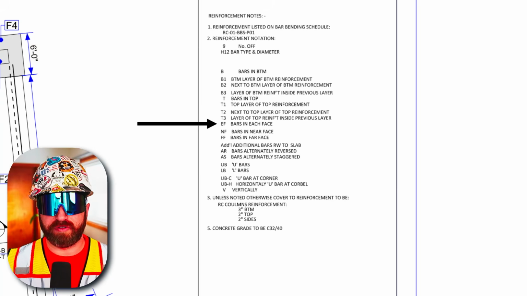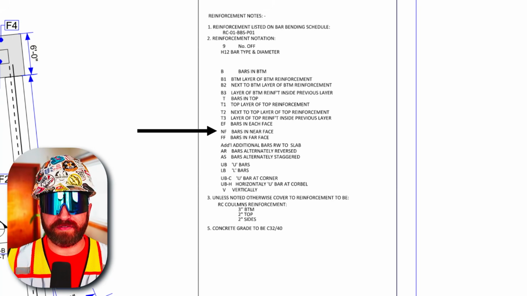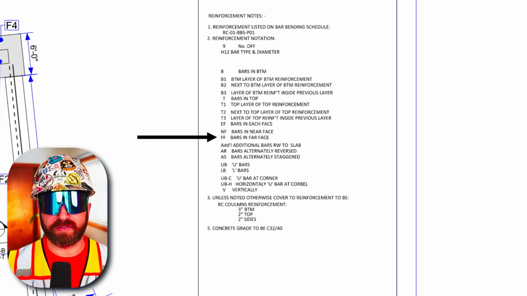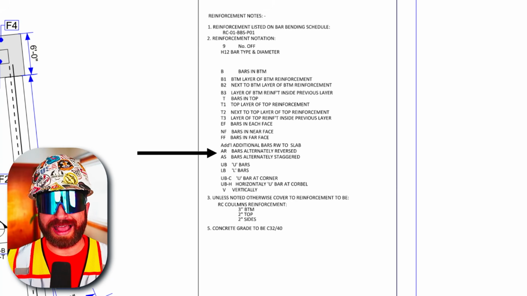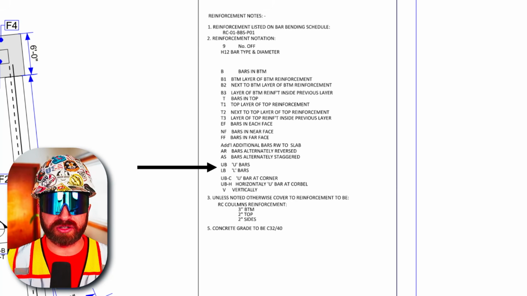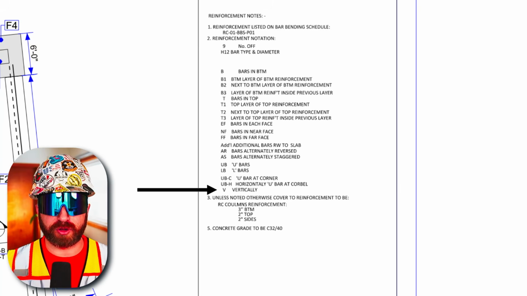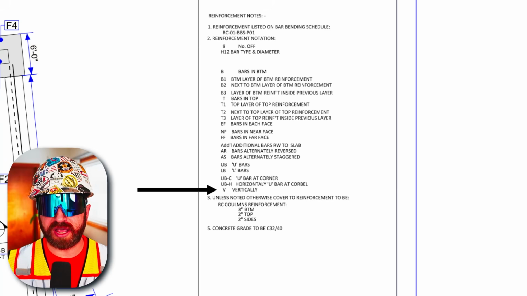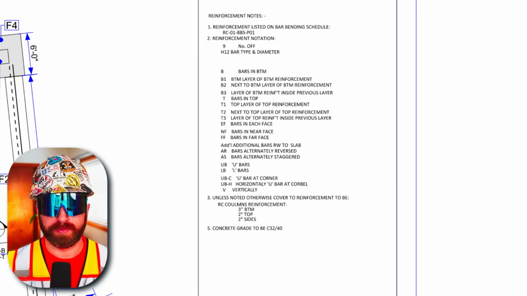EF stands for the number of bars in each face, NF are the bars in the near face, and FF are the bars in the far face. Then we get into some additional bar notation with AR, alternately reversed, AS, alternately staggered. We have U bars, L bars, UBC, UBH, and finally V for vertical. I'll reference back to these to make more sense of these notations as we dig further into this rebar set later on in this video.